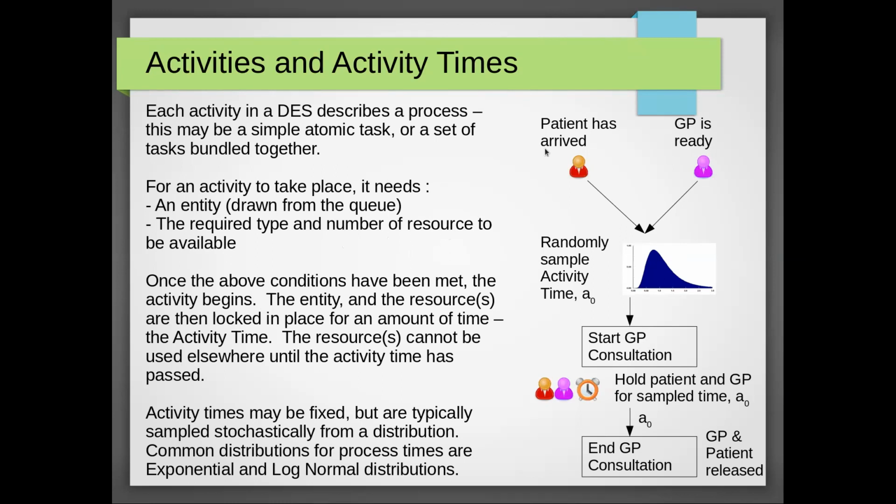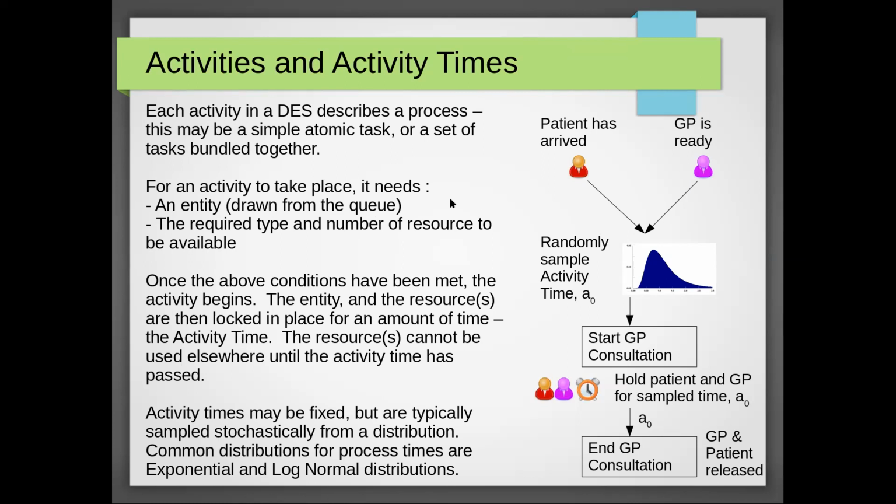We need the thing that is going to do the process, i.e., the resource or resources, and the thing unto which the activity is going to be done, i.e. the entity, which might be the patient or the test result or whatever it may be. Both of those things need to be ready and available. Once those conditions have been met, then the activity begins. And the entity and the resource or resources, depending if you've got more than one, are then locked into place for an amount of time, and that's referred to as the activity time. So the activity time basically holds the entity and the resource or resources required, so they can't do anything else. They are locked in with each other for the length of time that that activity will take.